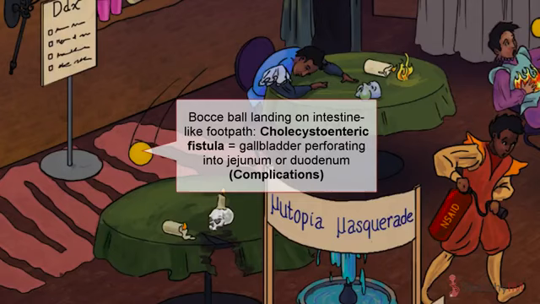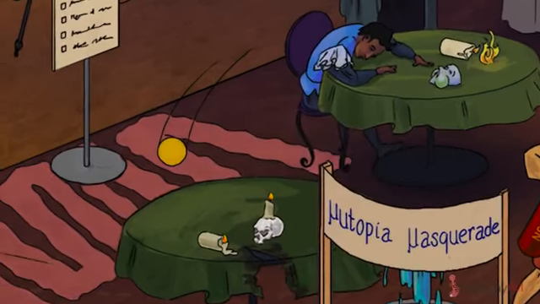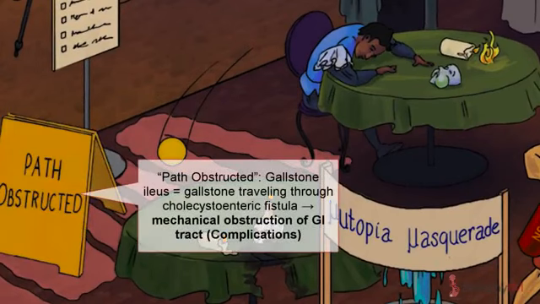Is usually the consequence of long-standing, slowly developing pressure necrosis secondary to gallstone disease. It can sometimes develop following acute cholecystitis. And a path-obstructed sign on that small intestine-looking mat can only mean one thing: small bowel obstruction.